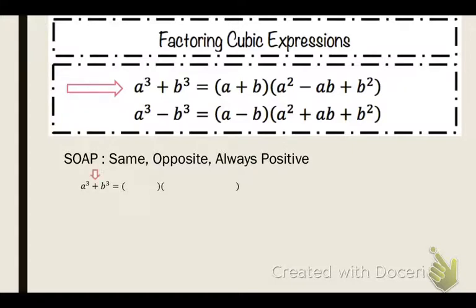And then this is where this SOAP acronym will come into play. So this is a plus. So SOAP, same. Our first sign is an addition, because that's the same as what we started with. The next one is opposite, so it's a subtraction. The last one is always positive, so it's a plus.